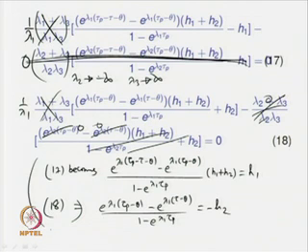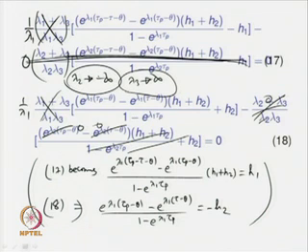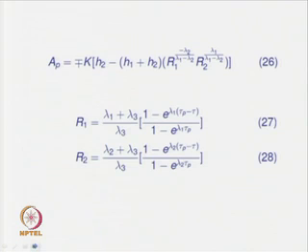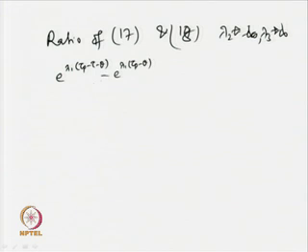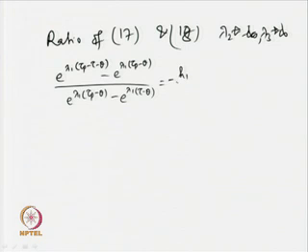Please keep in mind that 17 and 18 can be converted into these two expressions provided lambda 2 tends to minus infinity and lambda 3 tends to infinity. Next, the ratio of 17 and 18, with the conditions that lambda 2 tends to minus infinity and lambda 3 tends to infinity, gives us e to the power lambda 1 tau p minus tau minus theta, minus e to the power lambda 1 tau p minus theta, divided by e to the power lambda 1 tau p minus theta, minus e to the power lambda 1 tau minus theta, is equal to minus h 1 by h 2.